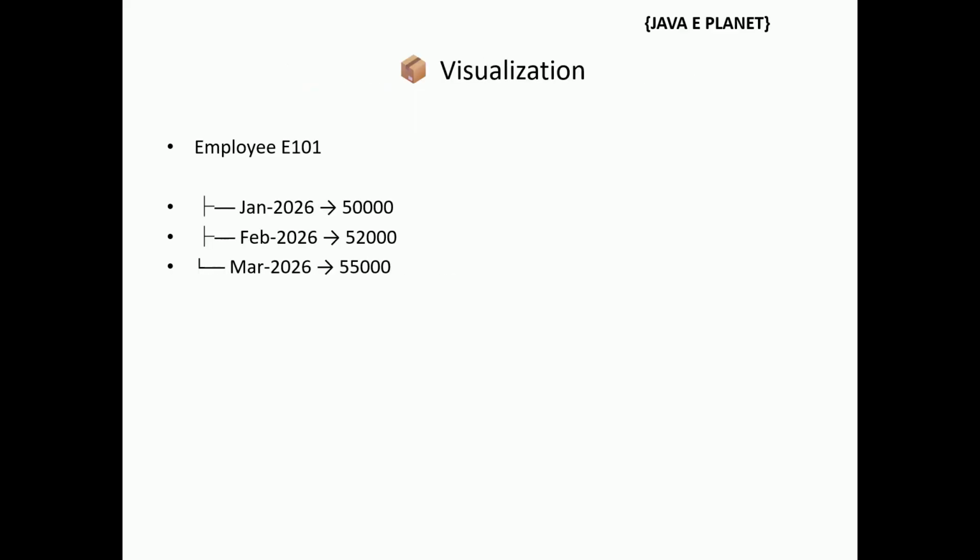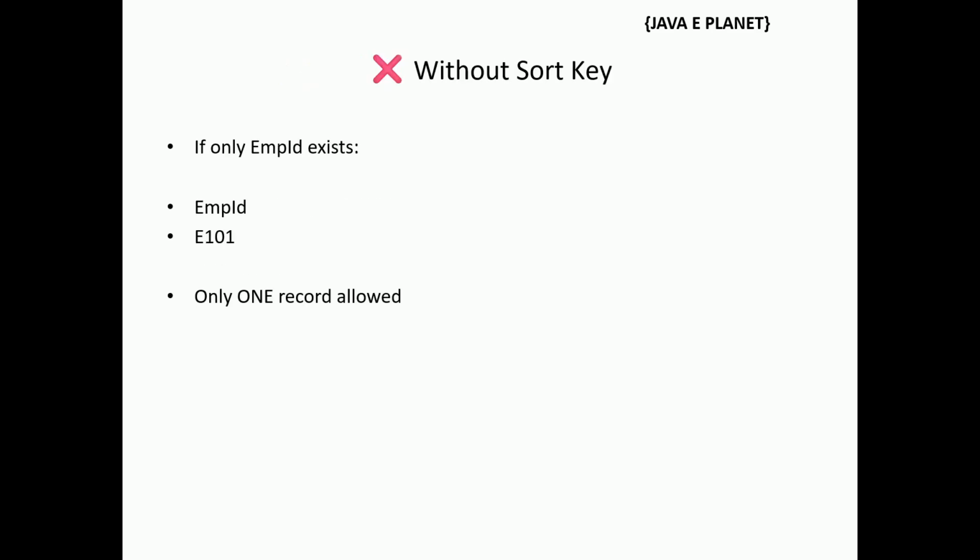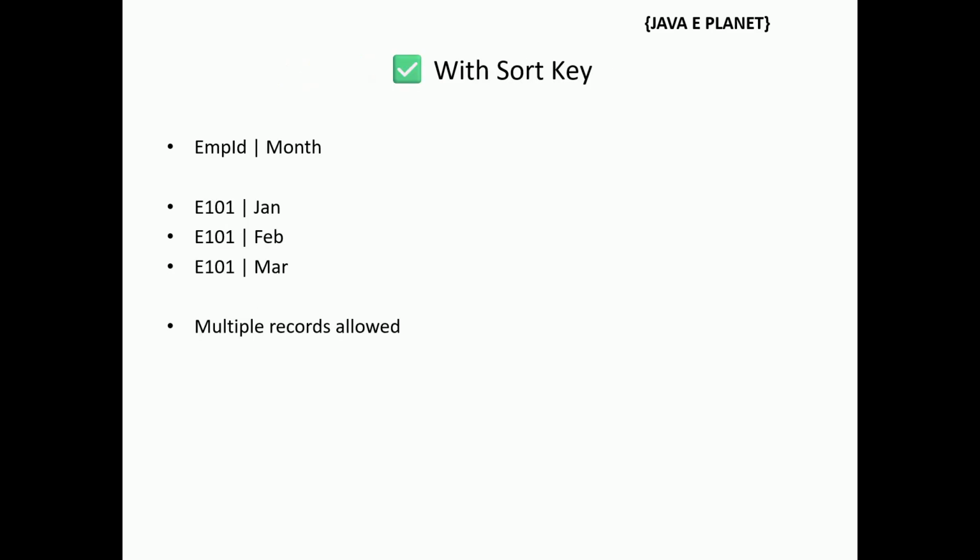So this is the visualization, employee ID 101. Without a sort key, only the employee ID exists, so only one record is allowed. With the sort key, for the employee ID 101, we can get all the multiple records associated with that corresponding employee.